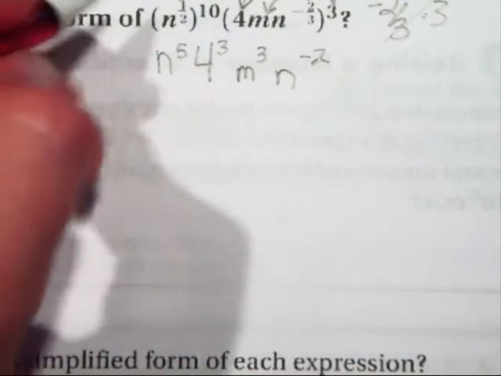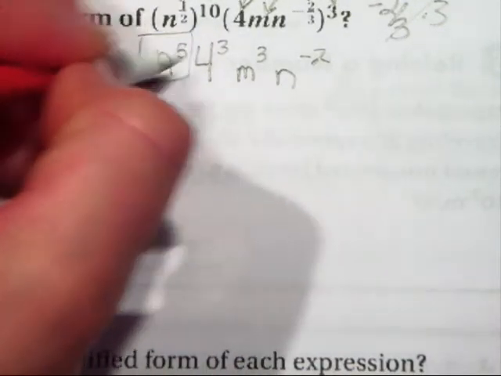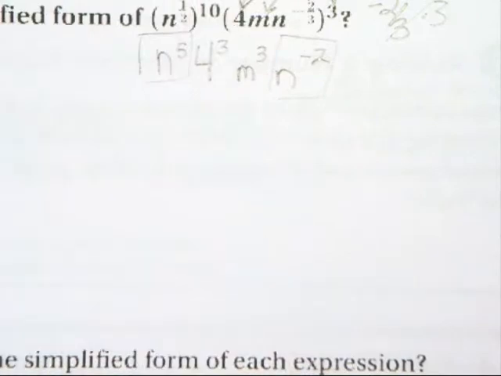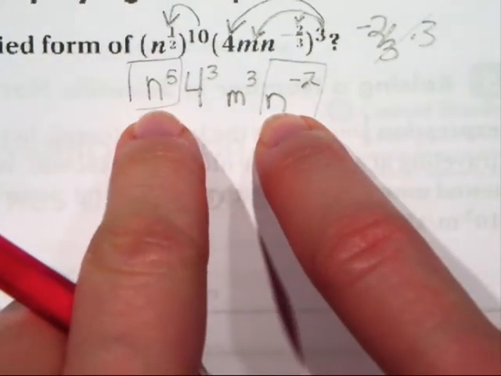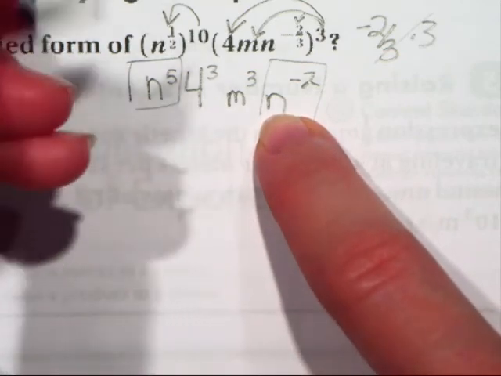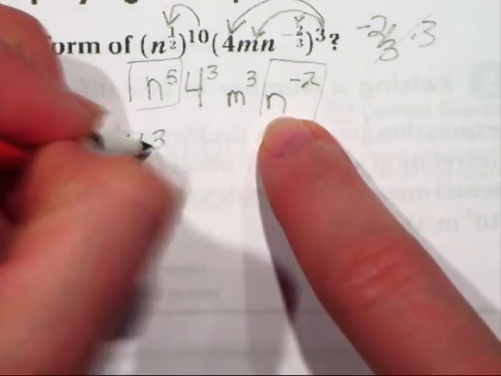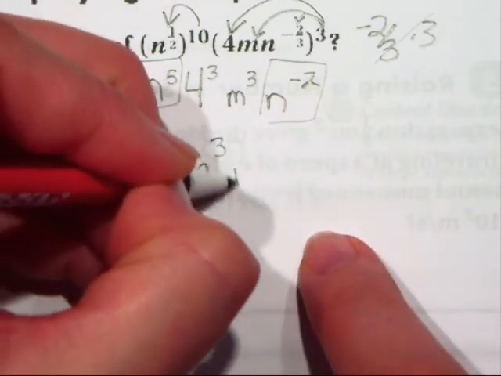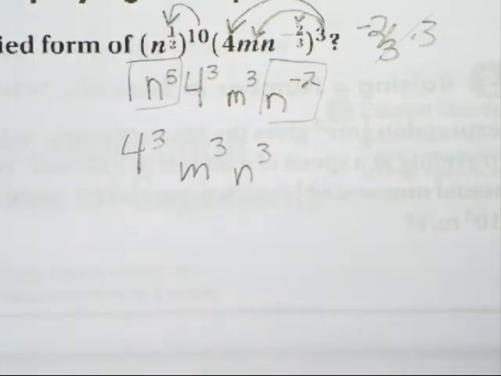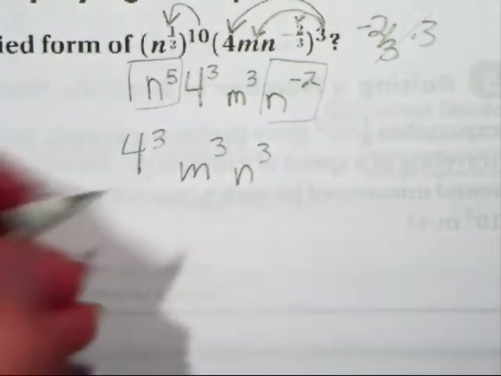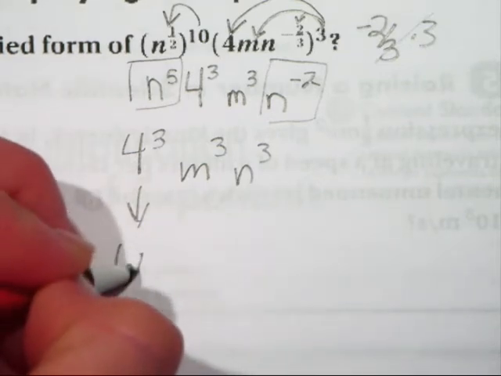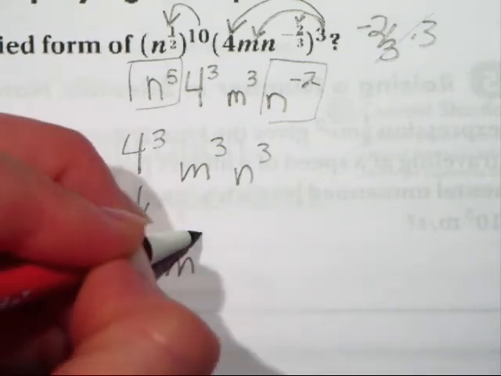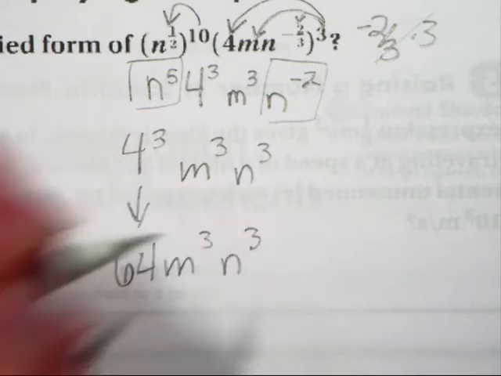Okay, so you put it in like you're distributing. Now you apply your rules from 7.2, and we have to put those things together. See how they're written separately? When they're written separately like this, you have to add their exponents. So we have 4 to the third, m to the third, n to the third now, because 5 and negative 2. Last step, 4 times 4 times 4, 64. M to the third, n to the third.